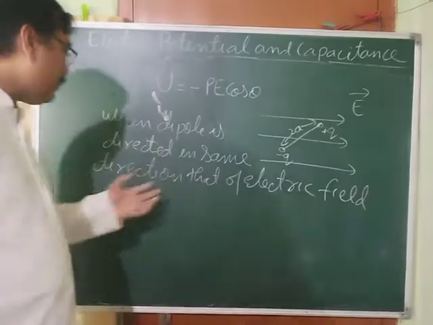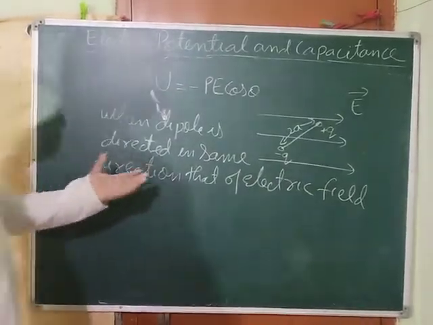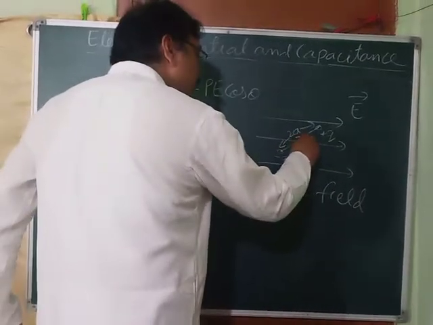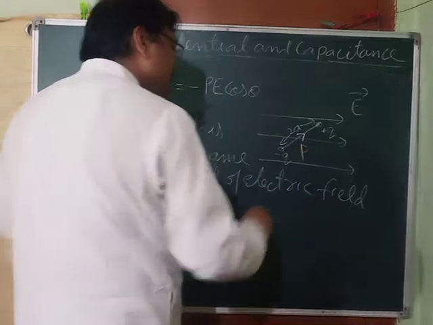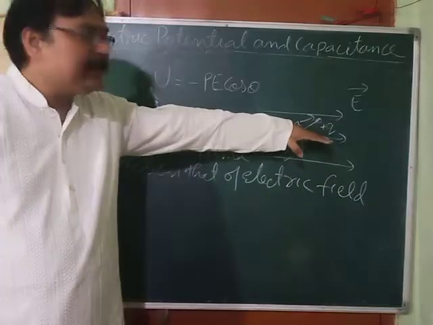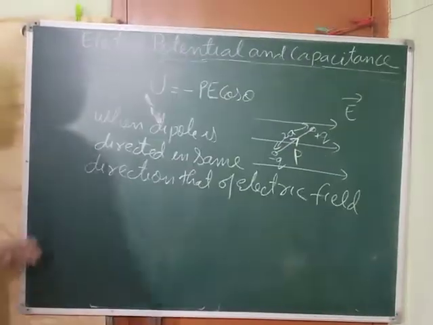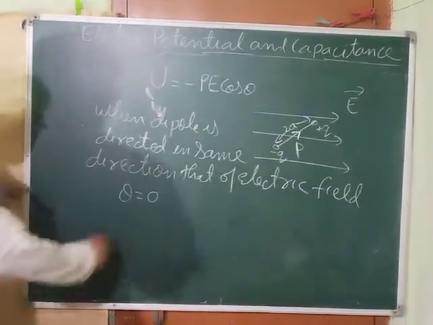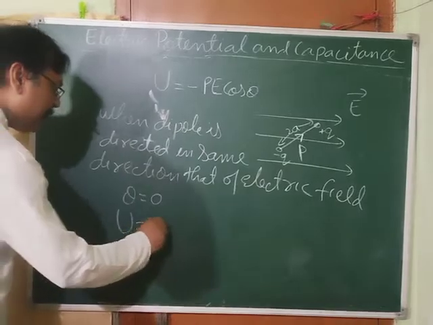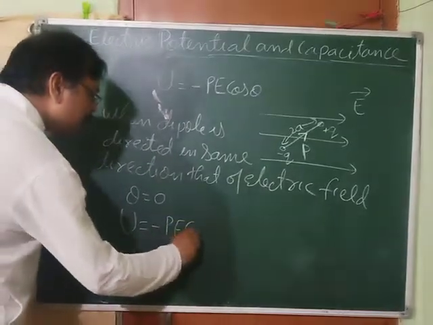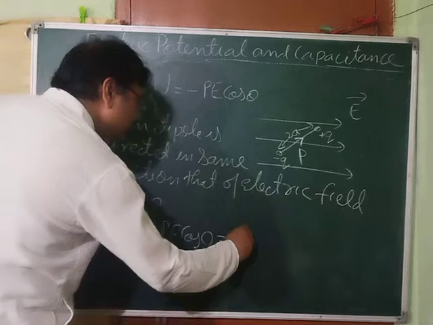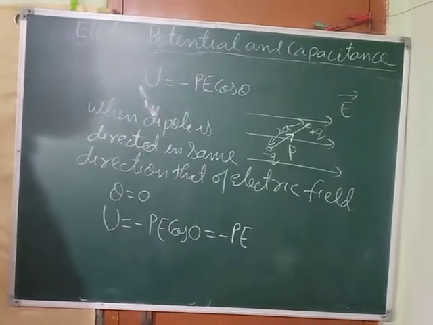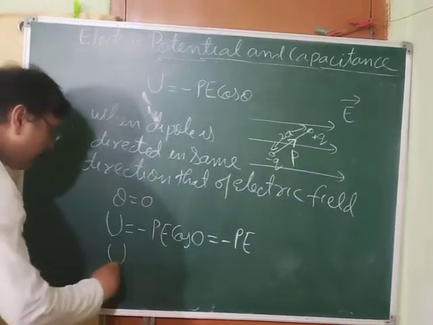When will it get directed along the direction of electric field? Obviously, when you rotate this dipole like this, because it is always directed from negative charge to positive charge. If you rotate it and bring it along the field, theta is how much? Theta is equal to 0. So you will get U is equal to minus PE cos 0, and that is equal to minus PE. Now this is a negative value, so this is the minimum value of potential energy.